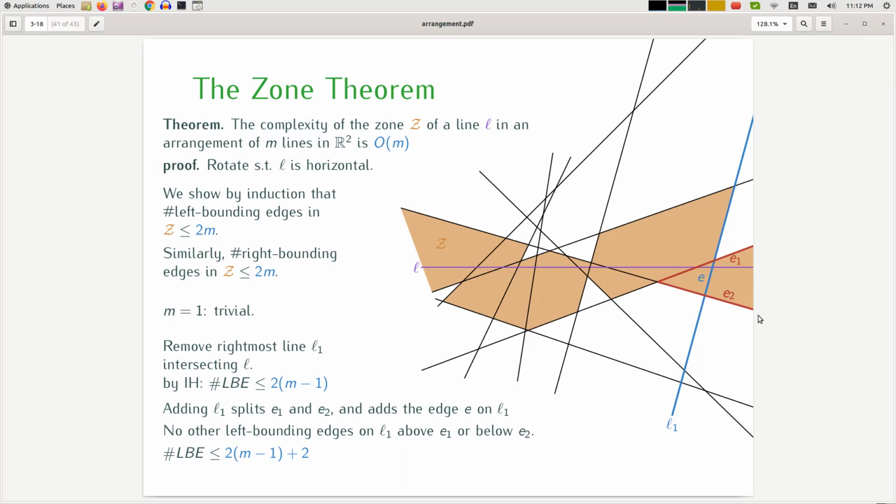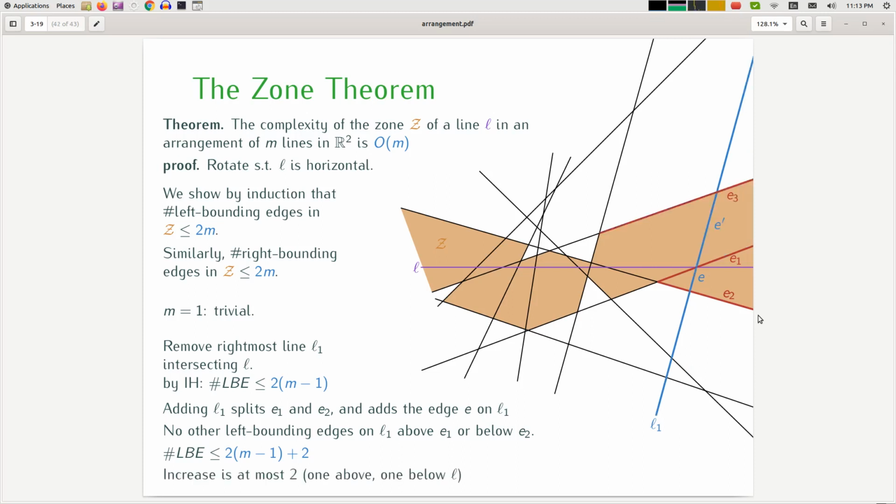And then when I add all these numbers, it follows that the zone of the line L has at most, I guess, 6 times m complexity, which is O of m. Yeah, so basically this part E3 cannot be in the zone of the line L, so it does not increase by that one.